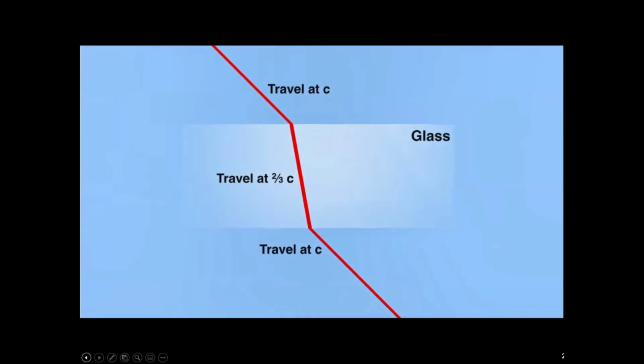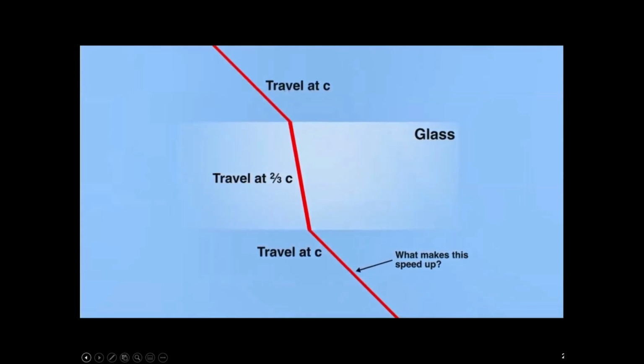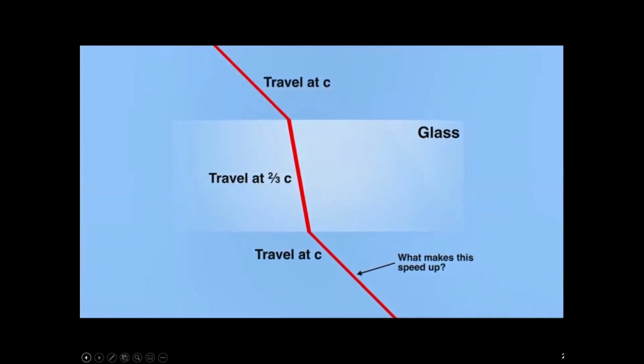This also explains something that many people were confused by. Most people were willing to accept that passing through glass slowed down light, but they were very puzzled about light speeding up when it left the glass. That seemed like it created energy, and well, that didn't make any sense. But now I hope it does.